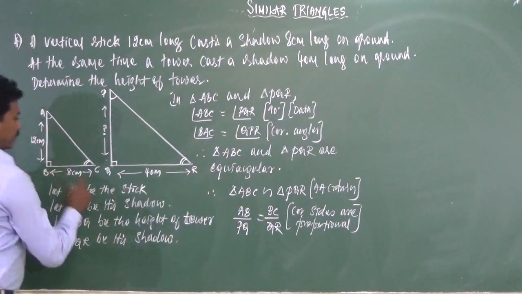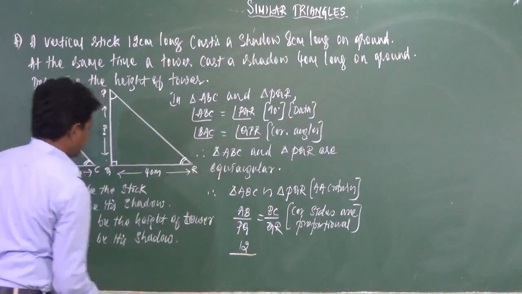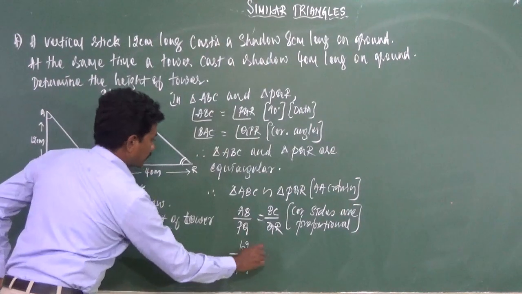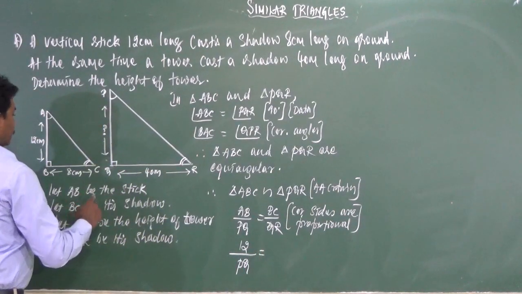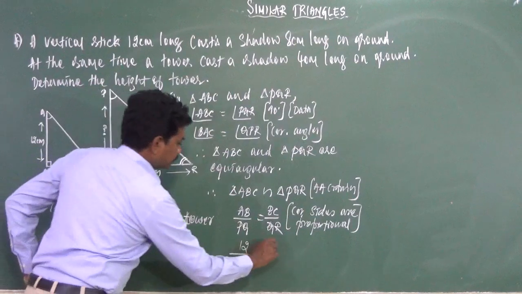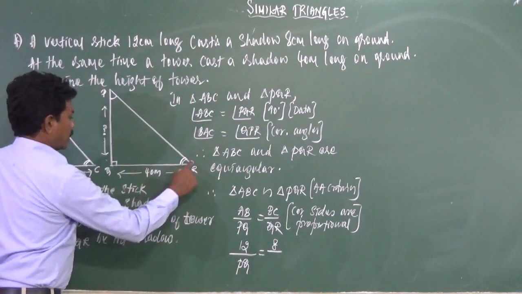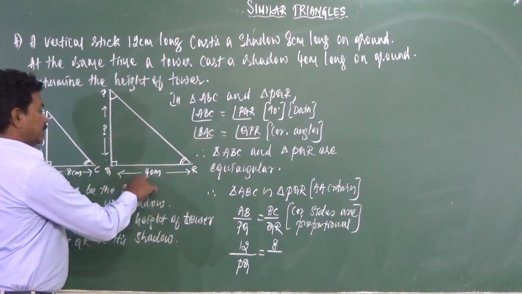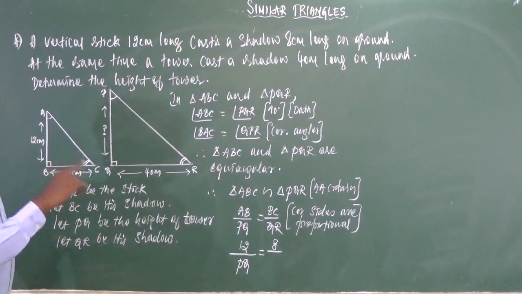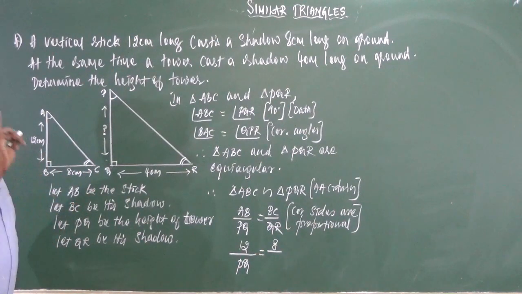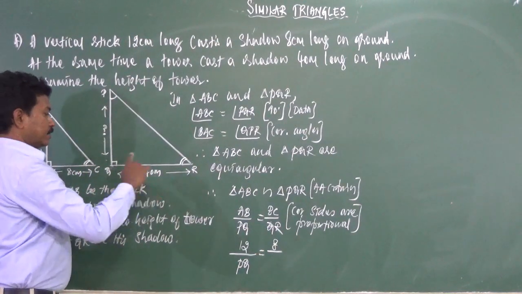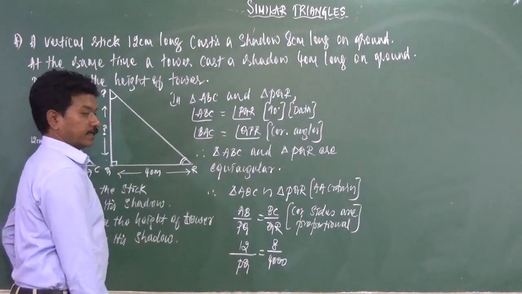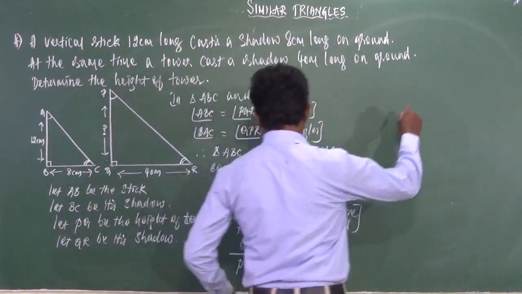So AB is equal to 12 centimeters. So 12 by PQ, which we still have to find out, is equal to BC, which is 8, by QR, which is 40 meters. You have to be very careful here. 40 meters converted into centimeters is 40 into 100, because 100 centimeters make 1 meter. So 40 into 100 is 4000 centimeters. So we go with cross multiplication.